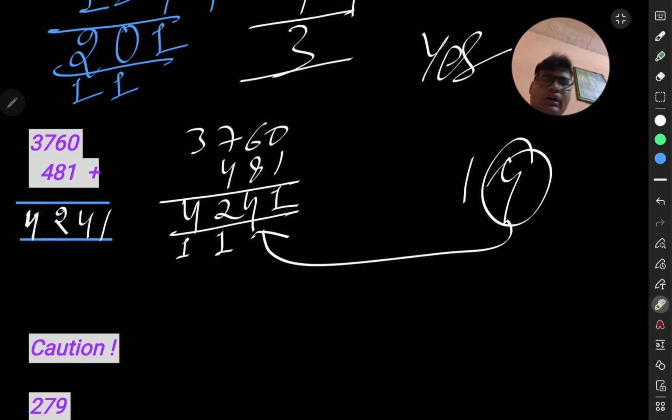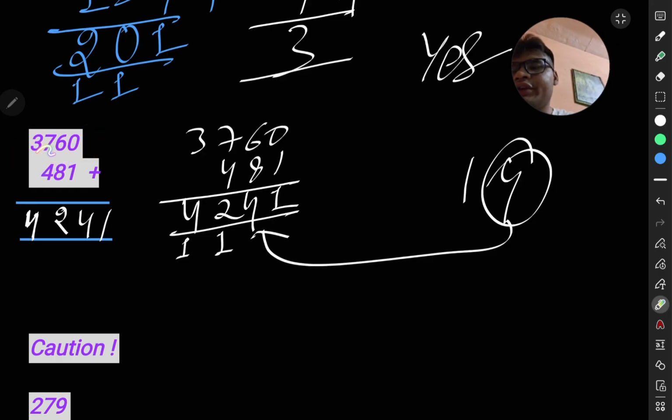So now what will we do? Now we will find the digit sum first. Now we have to check whether this answer is correct or not. Here is the first number. We have to find the digit sum of this first number.